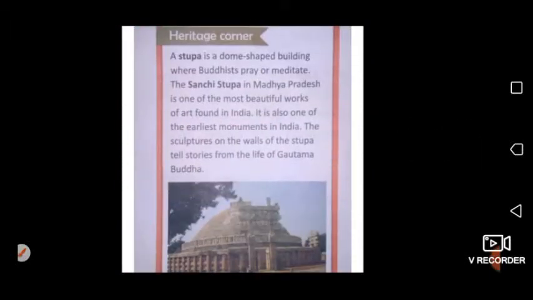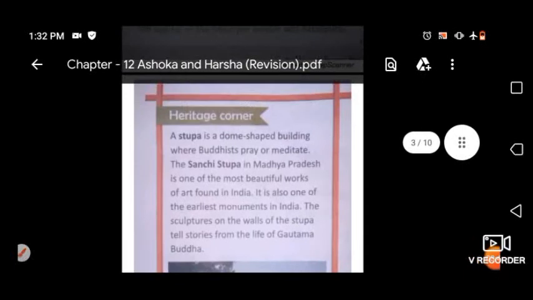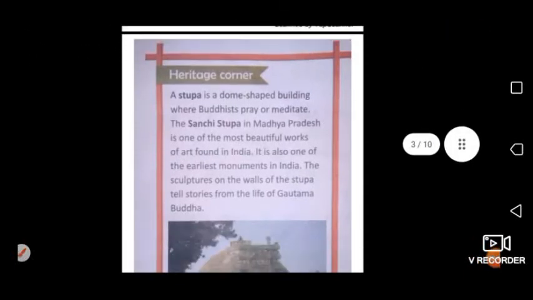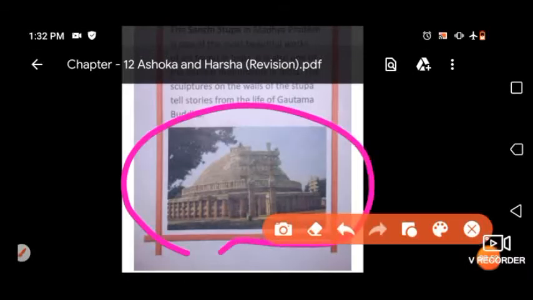And he also made lots of stupas. So what is a stupa? Now this question is in your mind. A stupa is a dome-shaped building, as you can see in this picture. This is the Sanchi Stupa, and it is located in Madhya Pradesh.